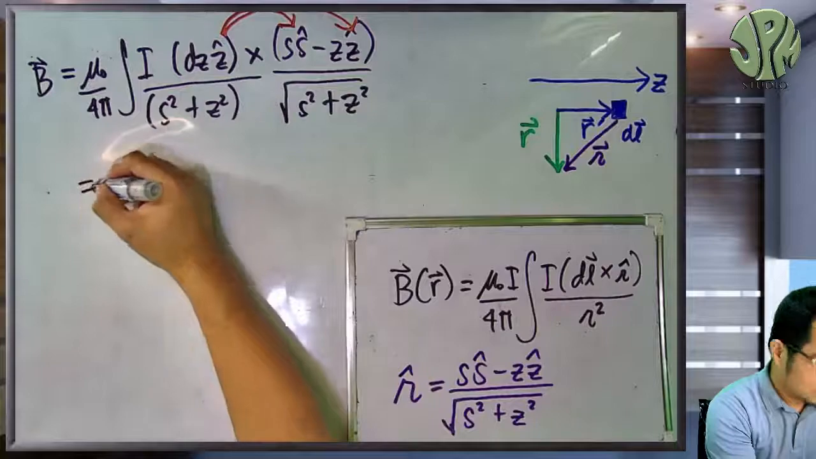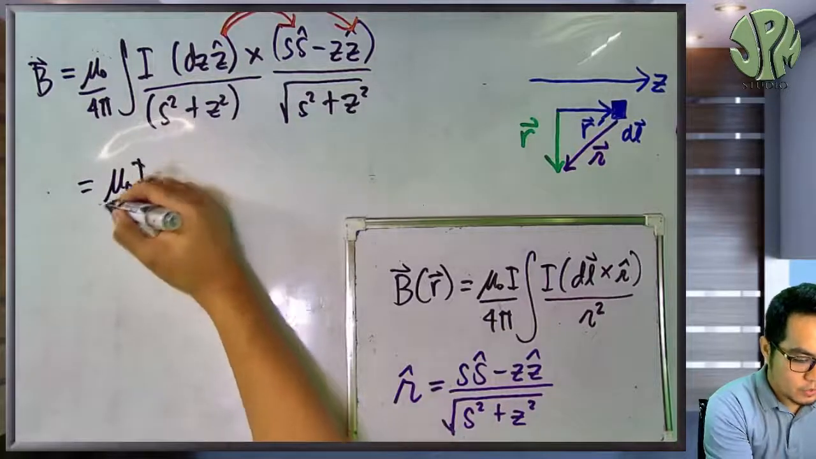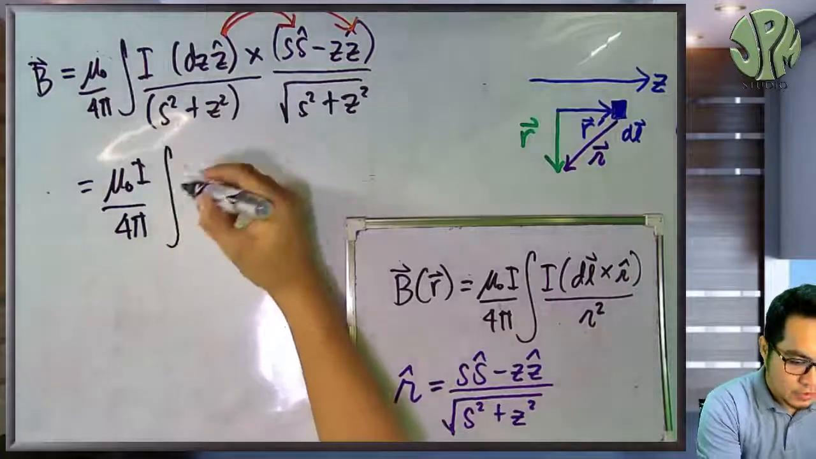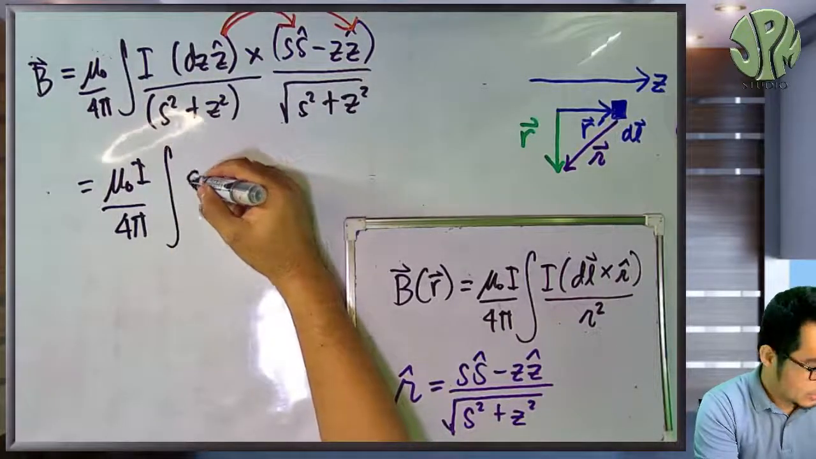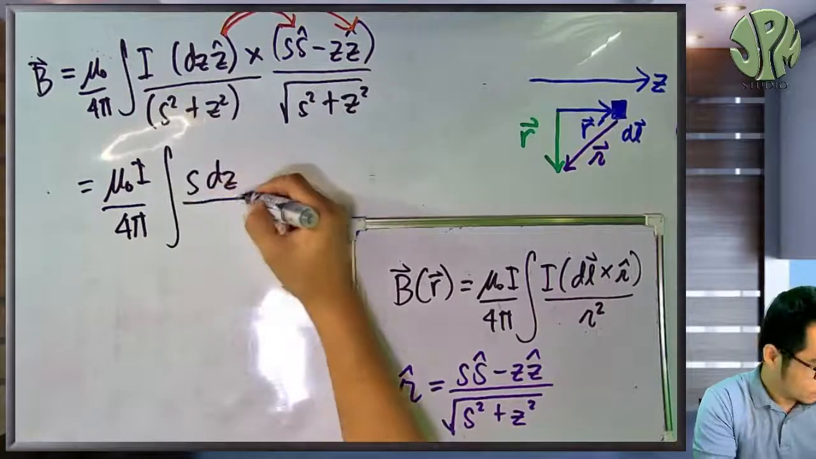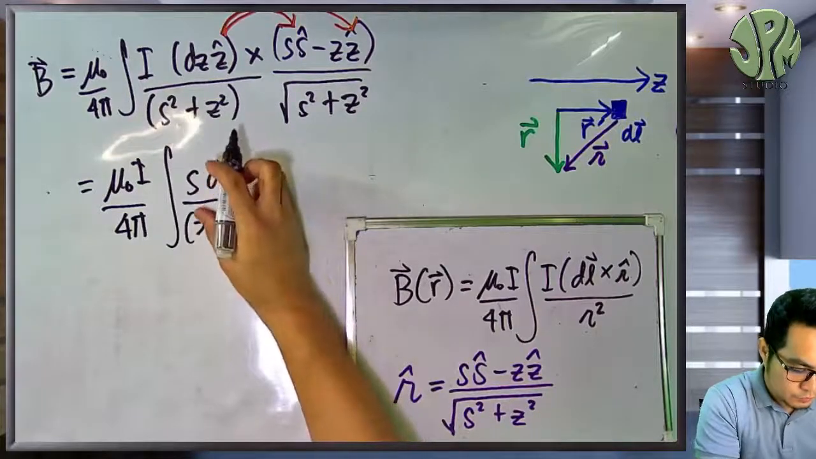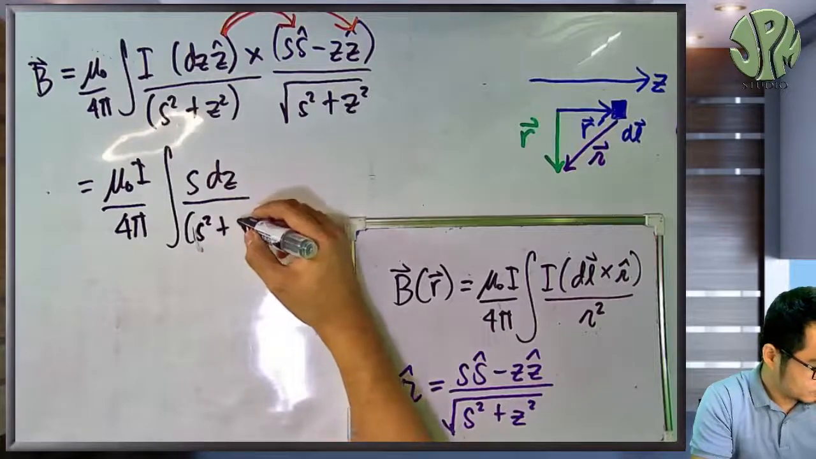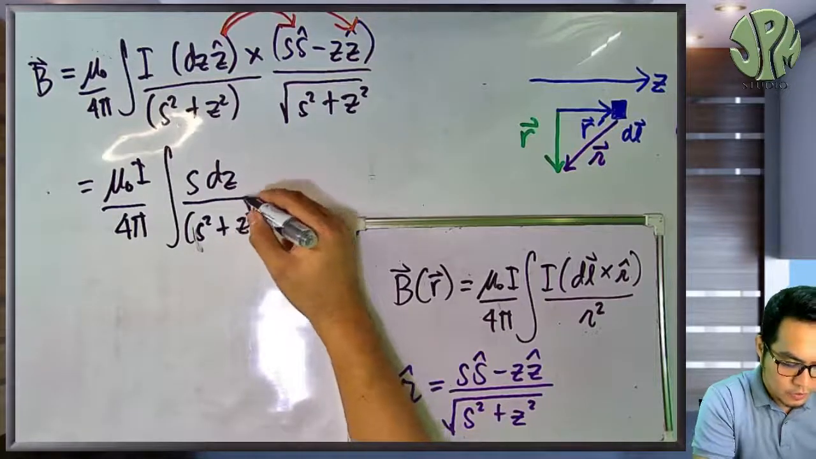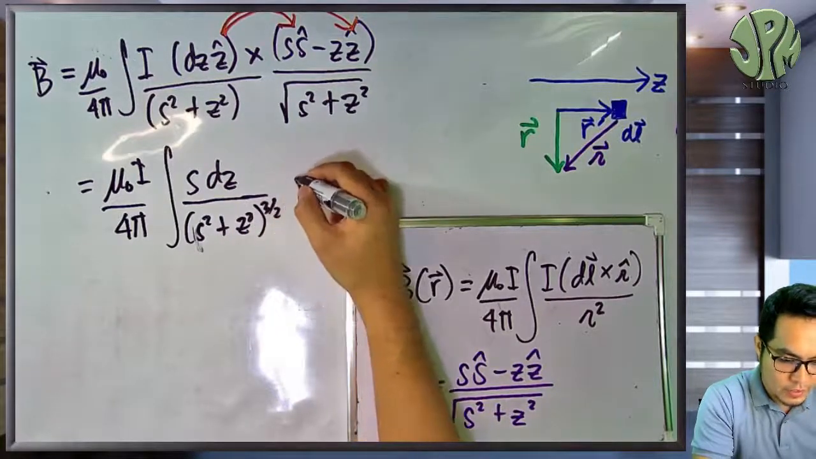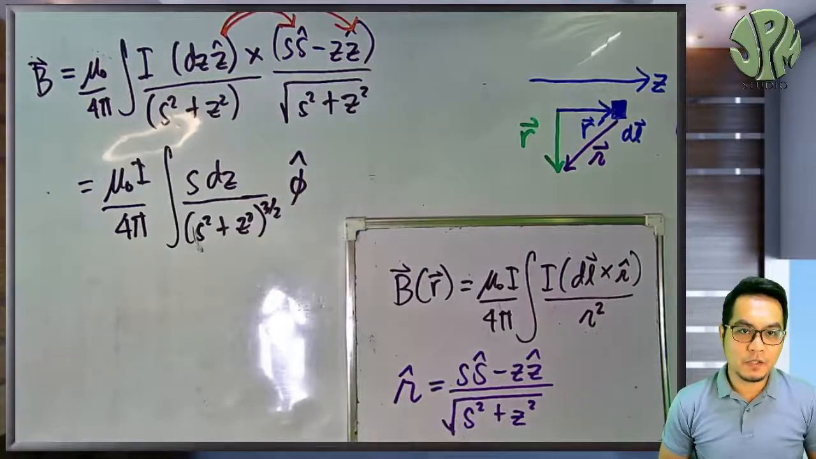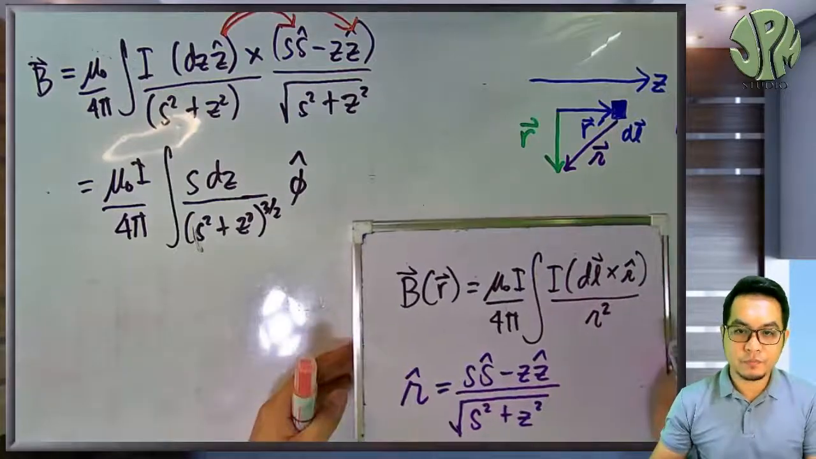Okay. So you will have mu naught I over 4 pi integral of S dz over (S squared plus Z squared) to the 3 halves, and the direction is phi hat. So that is the finalization.